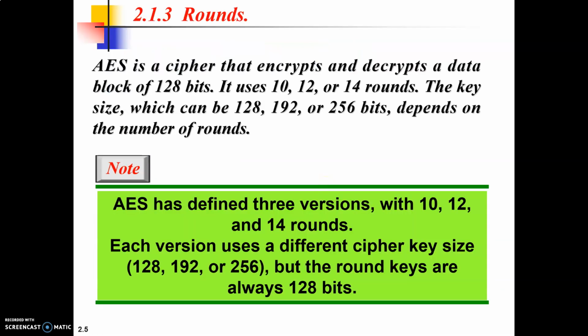Now AES is a cipher that is going to perform encryption and decryption on a data block of 128 bits. So in the data block we have 128 bits of plain text. We are going to convert it into 128 bits of cipher text, and the number of rounds that are going to help us in converting this plain text into cipher text can be either 10 rounds, 12 rounds or 14 rounds. Depending upon the number of rounds, we can have different numbers of keys. So the key size can be either 128, 192 or 256.